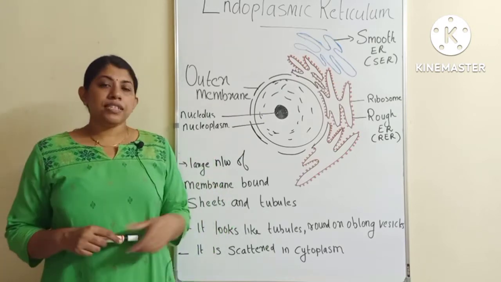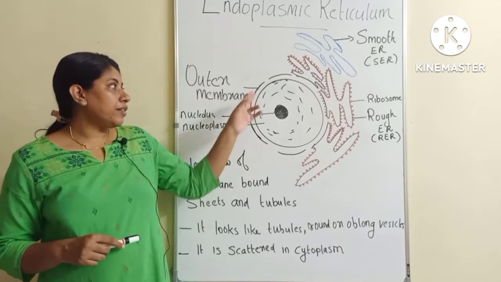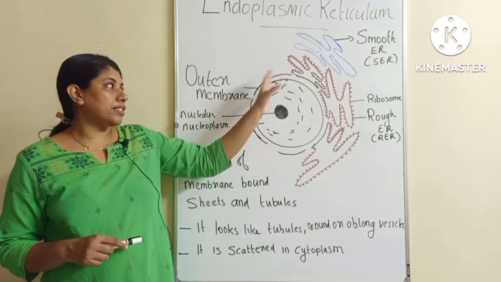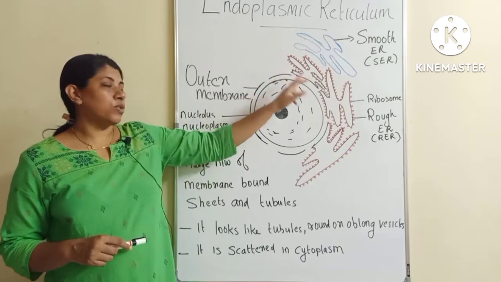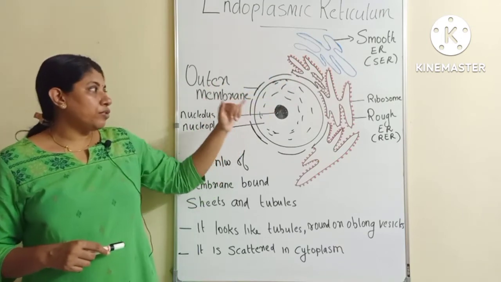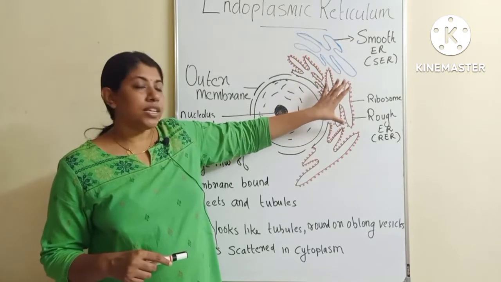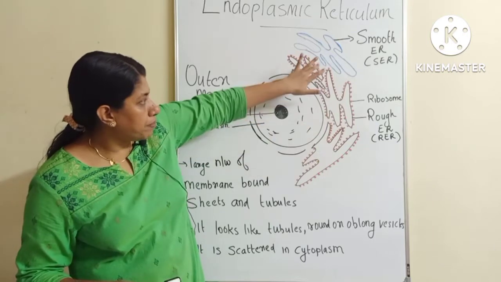In the previous class, we discussed the nucleus, and I said that the nucleus has a double membrane. The nuclear envelope is a double membrane, and the outermost membrane has small pores on it. The outermost membrane is continuous with another cell organelle called the endoplasmic reticulum. The endoplasmic reticulum is shown here in the picture.